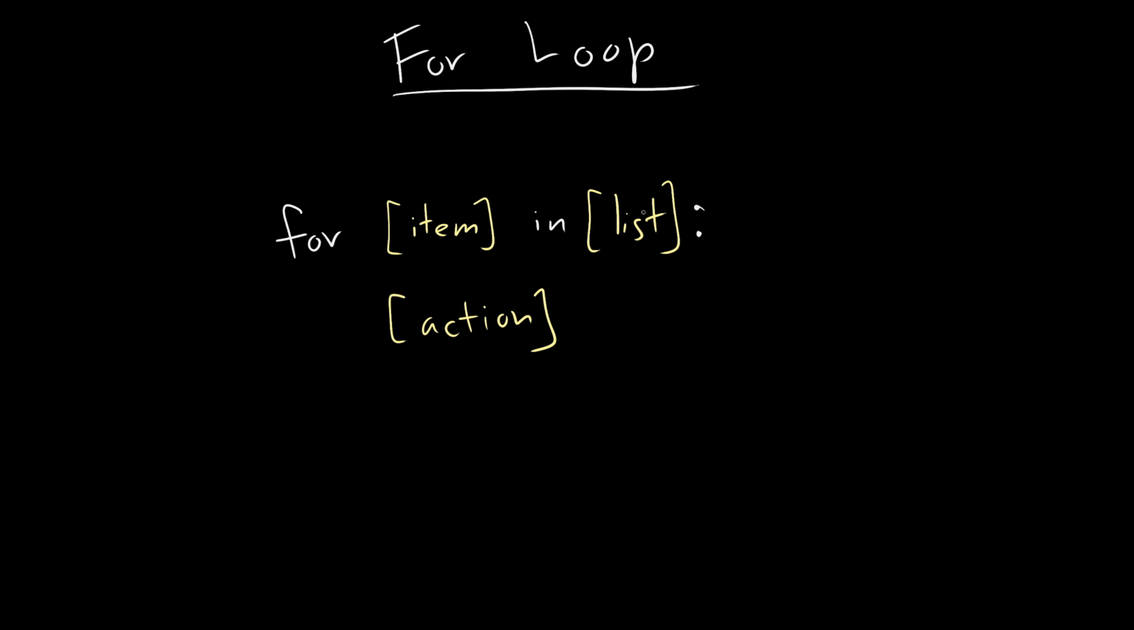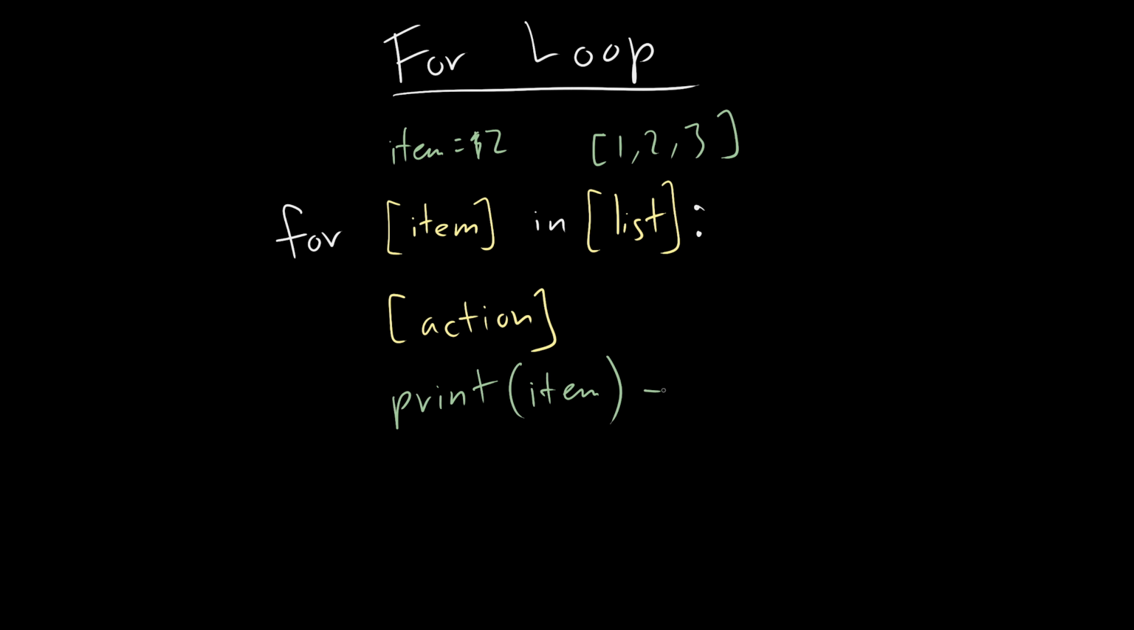So you give it a list, and then this item will take the place of each item on the list. So what I mean by that is if your list was 1, 2, 3, then item will be equal to 1 for the first iteration of the loop. And then you could do something. Like for example, let's just say the action is print item. So you're going to be printing 1 on the first iteration, and then you're going to be going back, and then item now becomes 2. Why? Because it's the second element of the list.